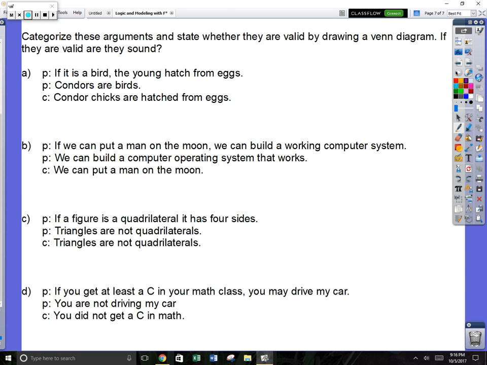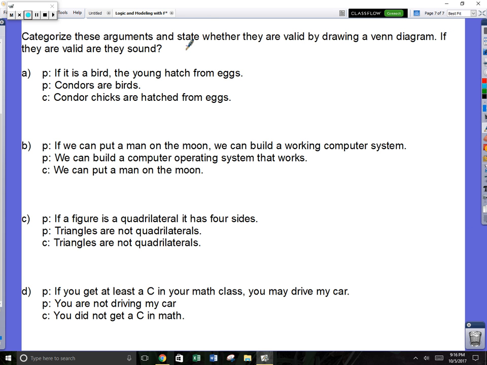Okay, last one. So we got 4 more scenarios. Categorize these arguments. State whether they are valid by drawing. Okay, same thing. So here we go. Both premises and conclusion are given. So if it is a bird, that is my hypothesis. Then the conclusion is the young hatch from egg.